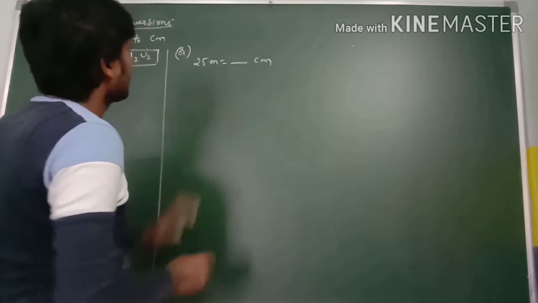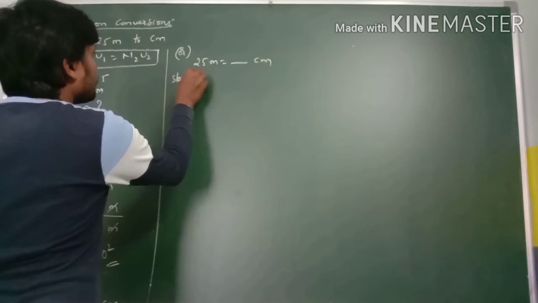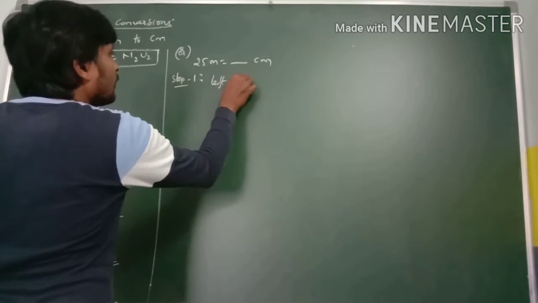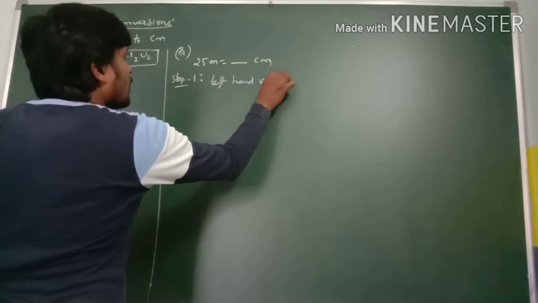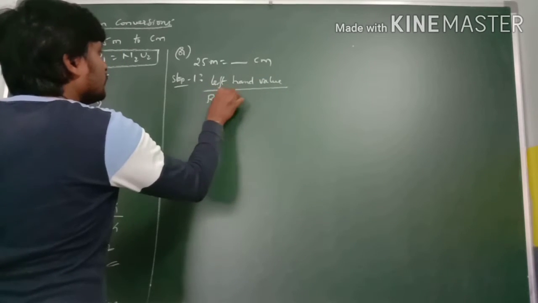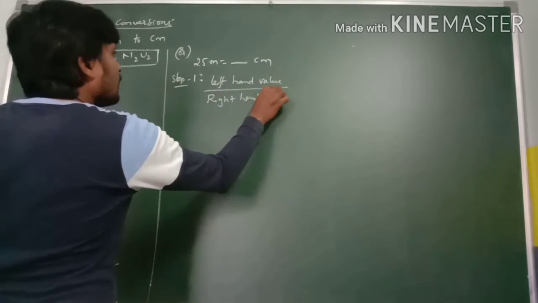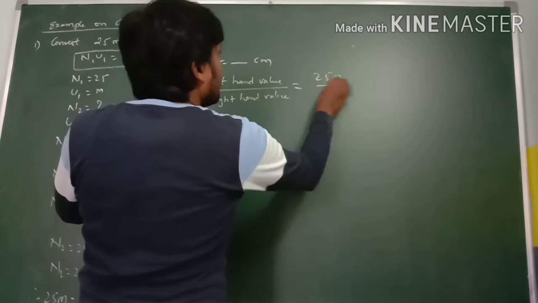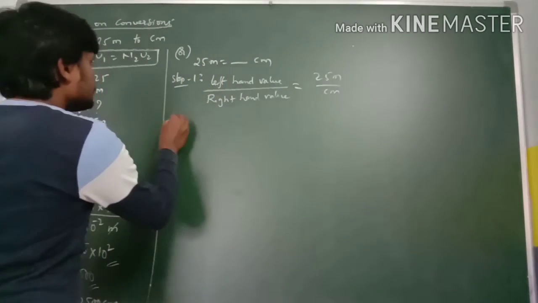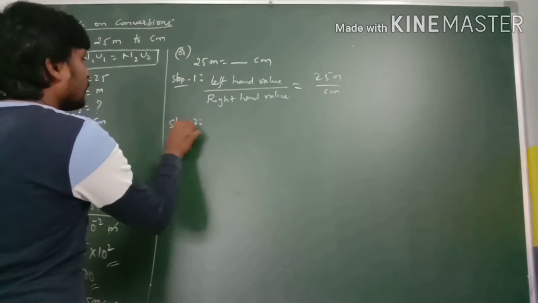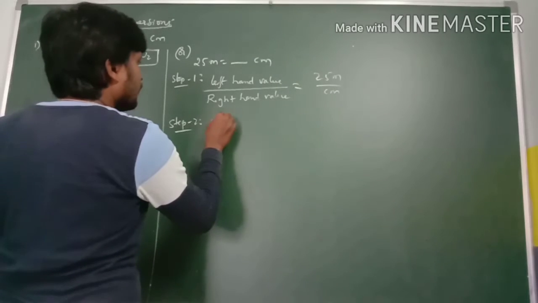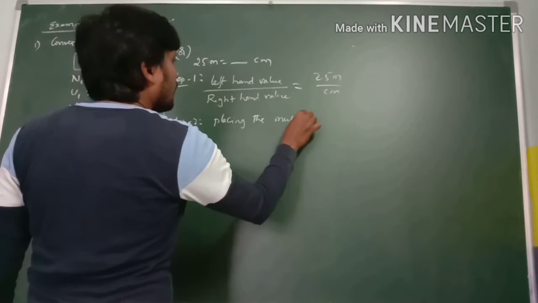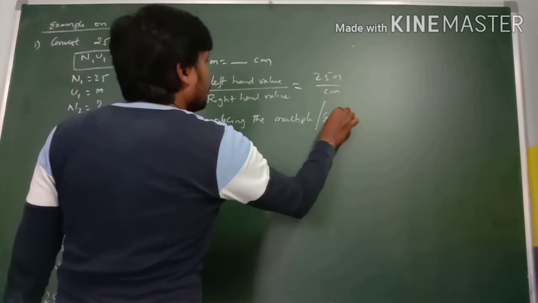25 meters is equal to dash centimeters. Left hand value, right hand value. Step 1: left hand value by right hand value, that is equal to 25 meters by centimeters. Step 2: placing the multiple or submultiple value.